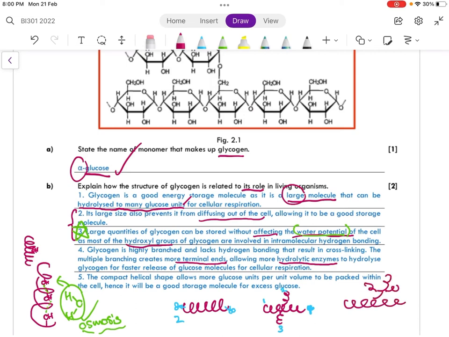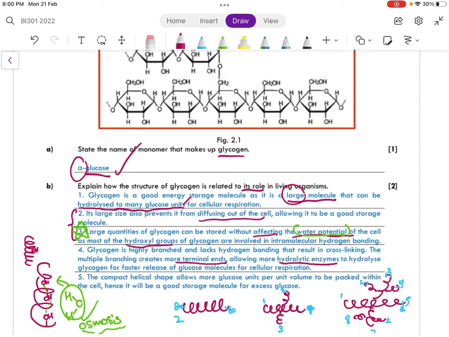So imagine highly branched, right, that you see above. Lots of terminal ends: 1, 2, 3, 4, 5, 6, 7, 8. With all these ends, more enzymes can act on the terminal ends to hydrolyze and release glucose at a much faster rate. Okay, and this makes it really good because at the end of the day, living organisms like animals need to get back glucose much faster for cellular respiration as they're always on the move.